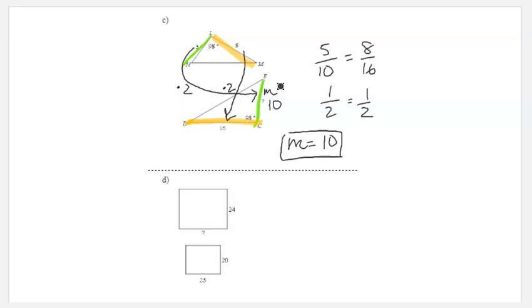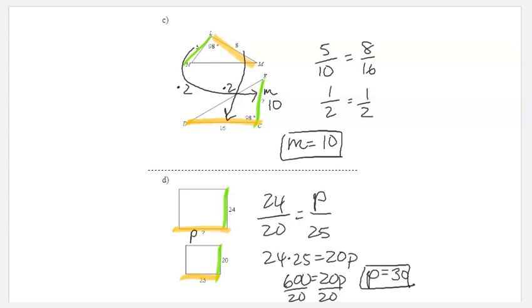All right, I want you to try this final one on your own and check back for the answer. Our final example, you should have gotten that P is equal to 30. Now that does conclude this lesson. Please let me know if you have any questions.